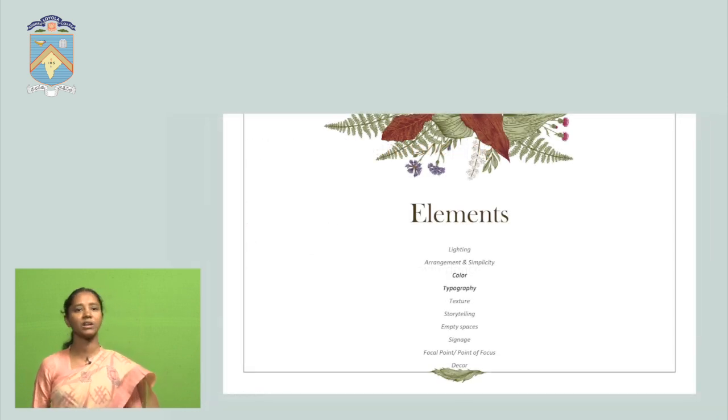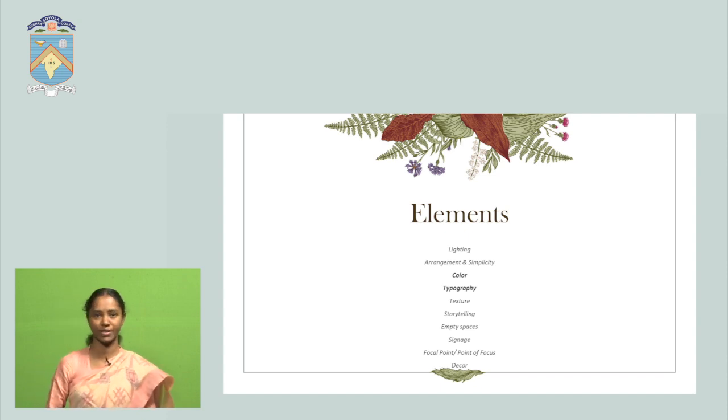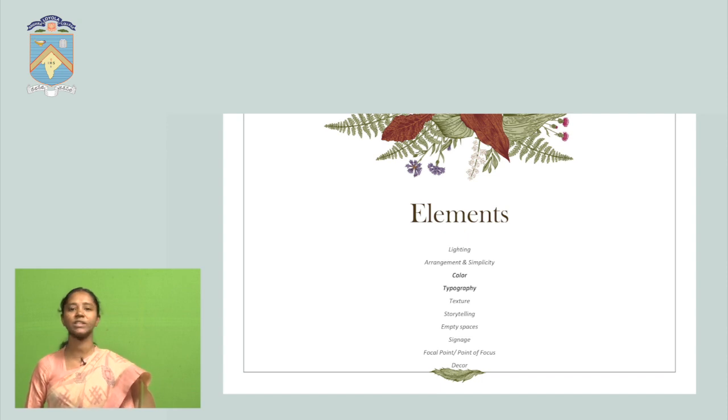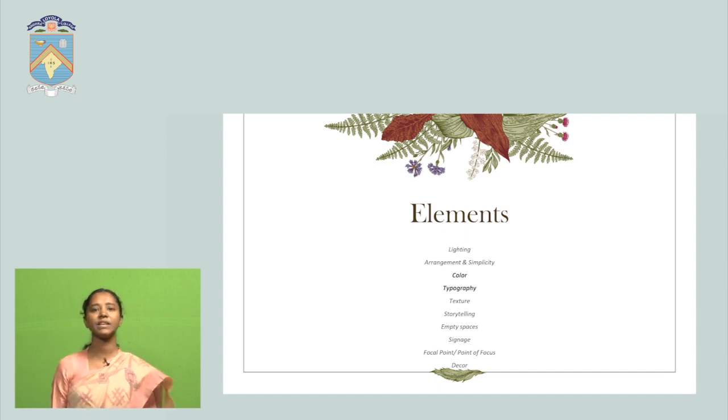Next, we are going to discuss the elements of visual merchandising. Coming to the elements, the first one is lighting, the second is arrangement and simplicity, the third is color, the fourth is typography, and then texture and storytelling, empty space, signage, focal point, and decor. These are the basic elements of visual merchandising. We will discuss all these elements in detail.